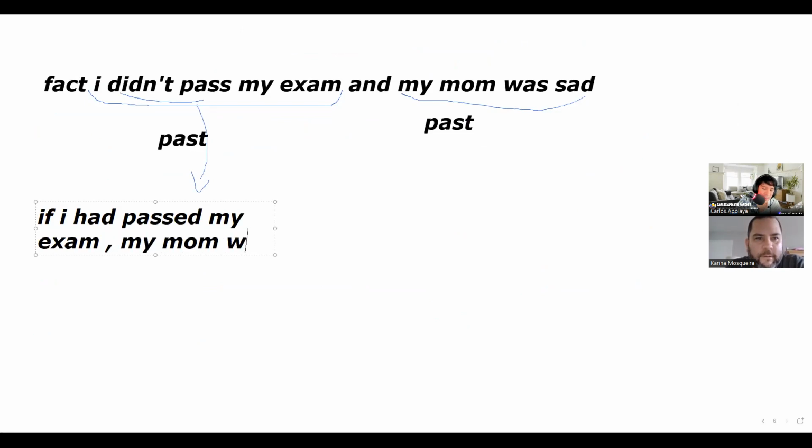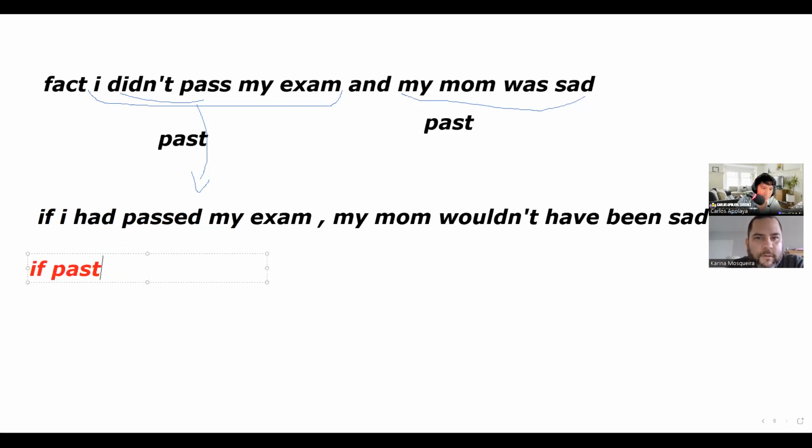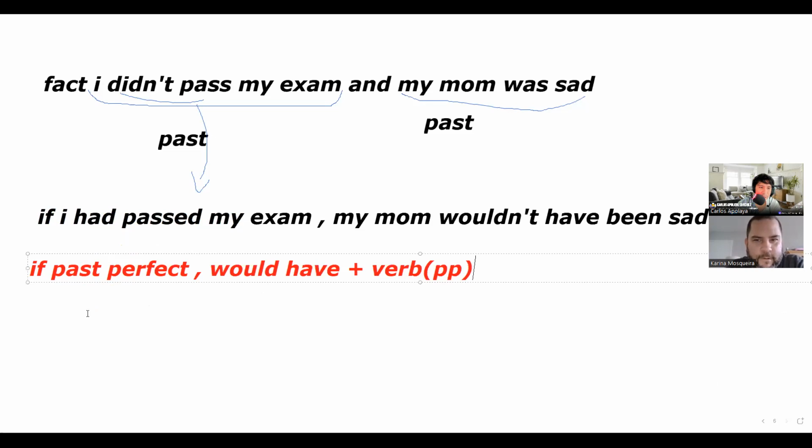my mom wouldn't have been sad. So what is the structure, Carlos? Remember, you use if, past perfect, comma, would have, and the verb in past participle. You see? Take a look at this.